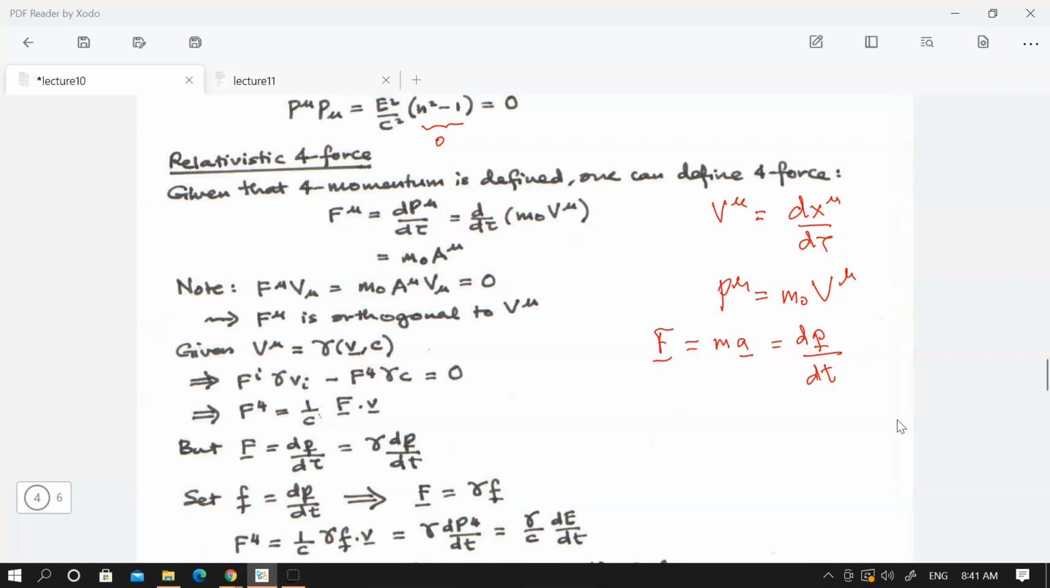Well, we have done p mu. We know that p mu is m naught v mu, and then d tau of v mu is simply a mu, your four-dimensional acceleration.